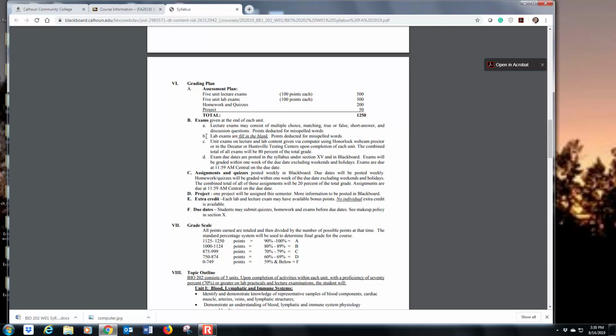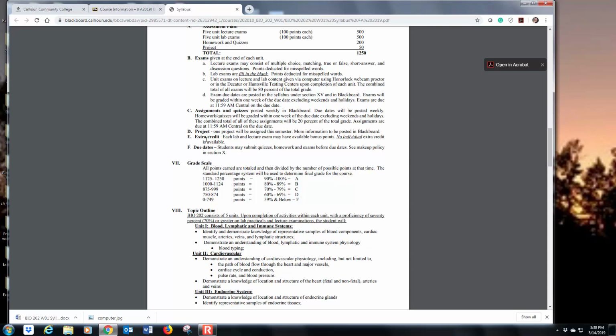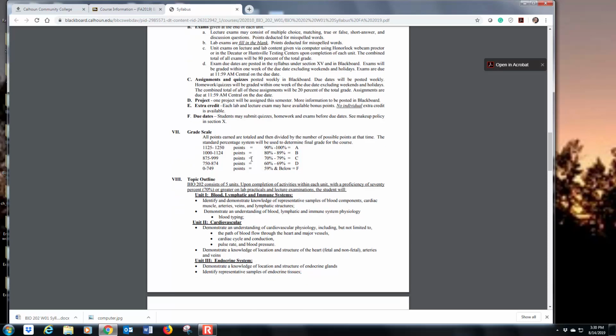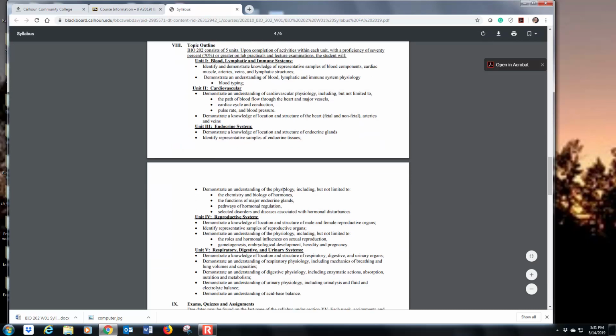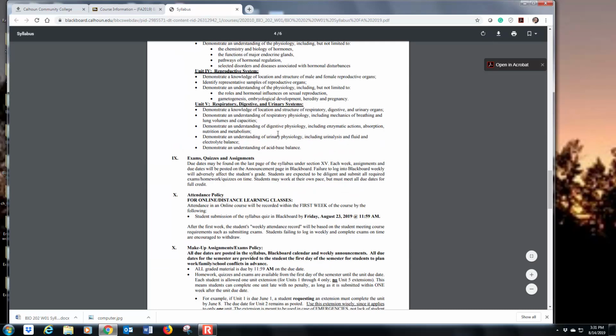You can take your exams at home if you want to pay $30 and use HonorLock, so it's proctored, or you can come to the testing centers, but I'll show you some more information about that. We have due dates, and I'll show you some about that. Typical grade scale, 90, 80, 70, 60, 59, so you guys probably can figure that out. This tells you what we're going to cover. I think I got it all before.